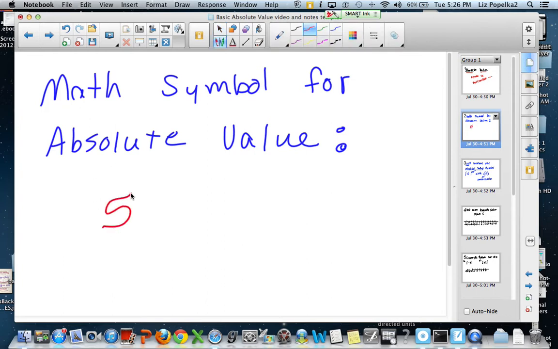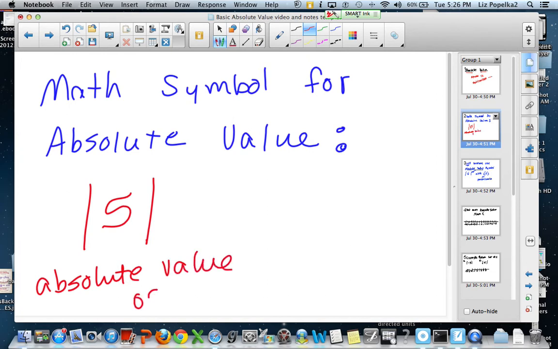So you have a number, and then you have two straight lines on either side. So if I were going to put this expression into words, it would say the absolute value of 5. Now, I haven't explained to you what absolute value means yet. This is just what the symbol looks like, so that in a few minutes when we talk about what it looks like, you'll know kind of what you're looking for.